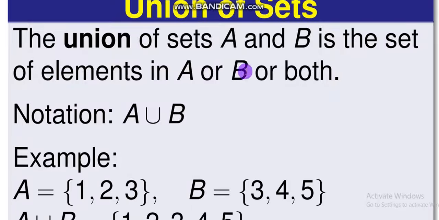It's like uniting all the elements of A and B together without repetition, meaning if A has a particular element and that element appears in B, you write that element once. You don't repeat it twice just because it appears in both. You write only one. And in notation, this is how it is written, and it's read A union B.